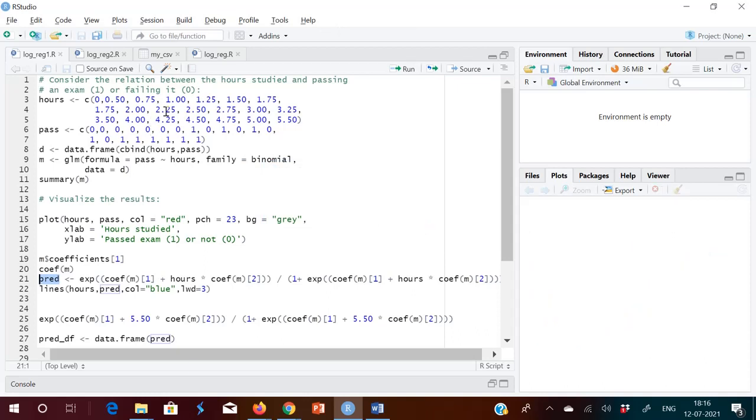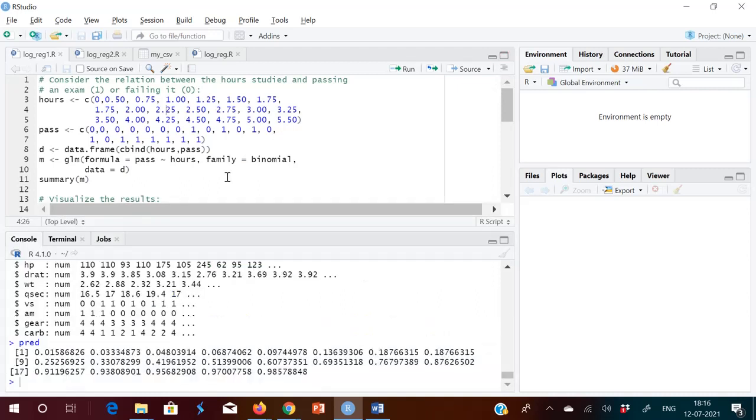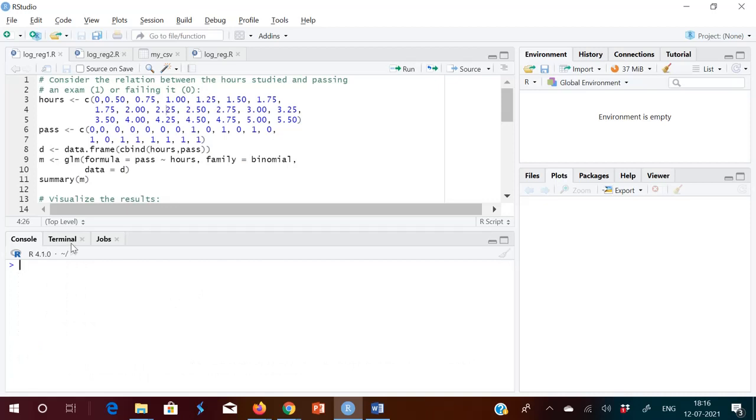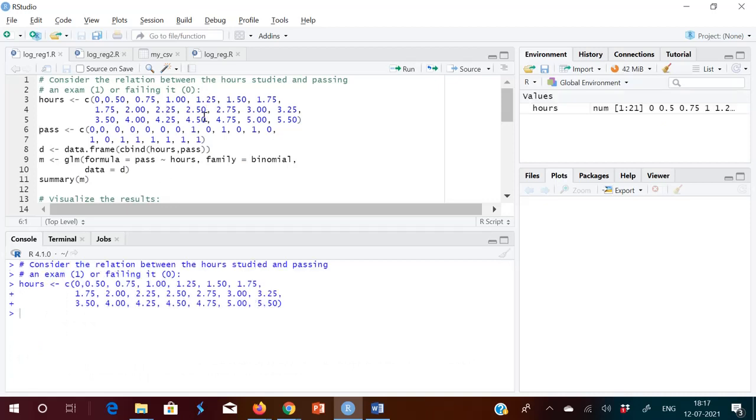So there is a vector, hours. I'm going to make that. I'm going to clear here also. Control L, it gets cleared. So I got hours and pass. What is the meaning? The number of hours studied will tell whether it is pass or not. So here pass, you can see, is a categorical variable. It has only 0 and 1.